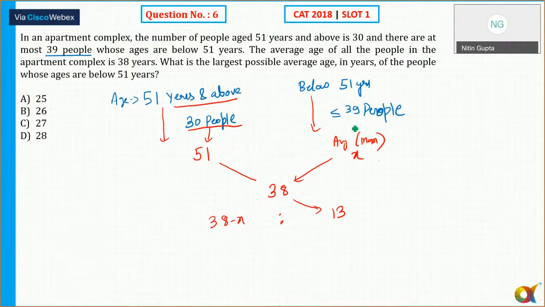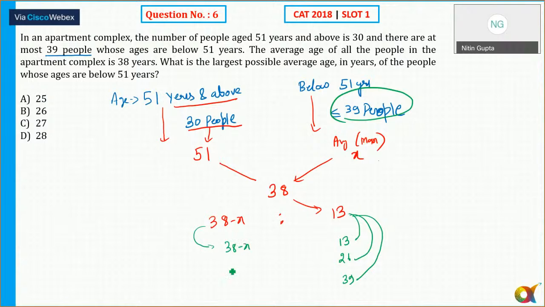Remember, guys, it has to be less than or equal to 39 and it has to be an integer. I can probably take 13, or 26, or 39. Yes or no? 13 into 1, 13 into 2 is 26, 13 threes are 39. So in this case, it can be equal to 38. Here, in the second case, 2 into 38 minus x. And in the third possibility, 3 into 38 minus x.